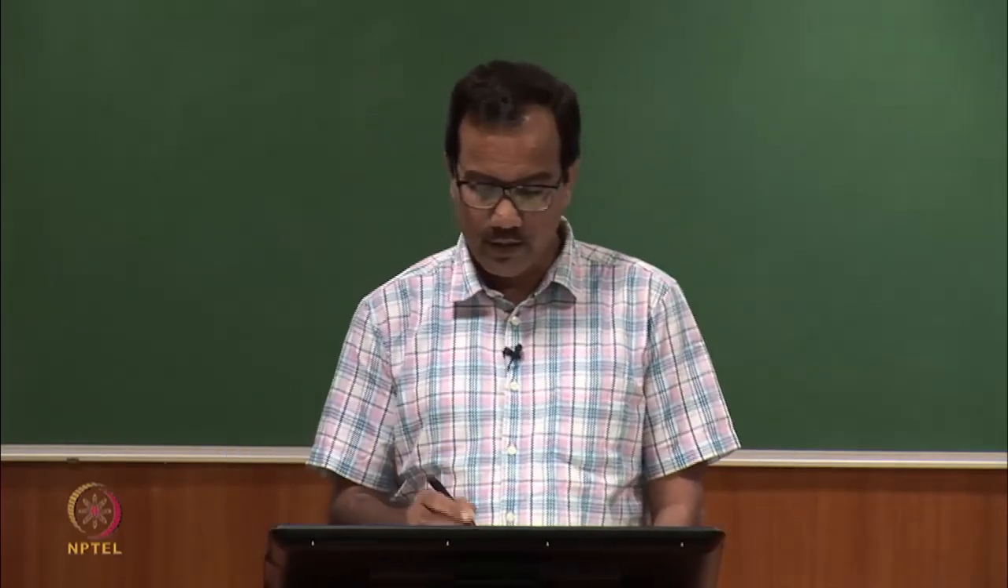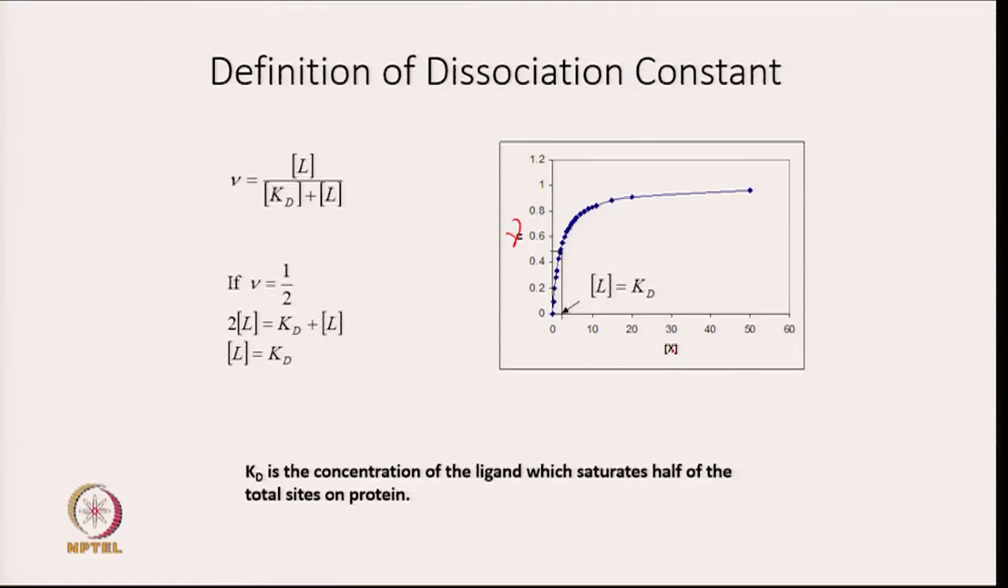Now if I plot this nu value with the value of L, what I am going to get is this kind of equation, and that is not quite surprising, because at higher concentration of ligand, when ligand concentration is in excess, all protein is going to be in the bound state, and so the fraction of bound protein will be equal to 1.